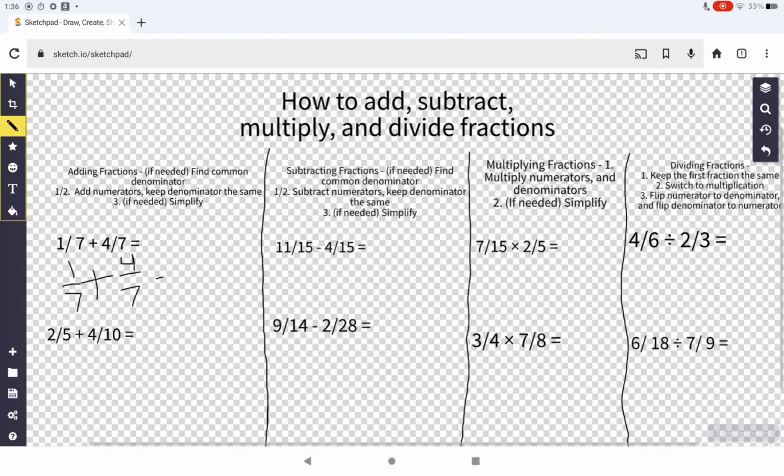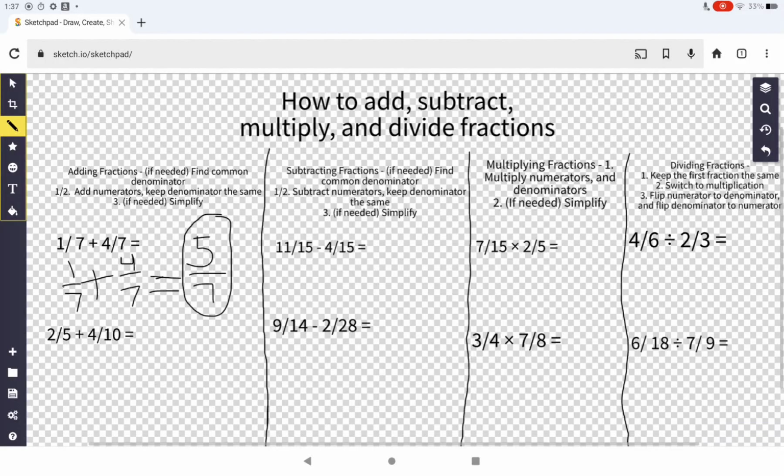So, like I said, when adding fractions with a common denominator, we just do 1 plus 4; we just add the numerators. Here's what we have to do: we have to find a common denominator, which for this one we don't have to, but the next one we will. So we just add the numerators and then keep the denominator the same. So we get an answer of 5/7. Now we can move on to number 2 for adding fractions.